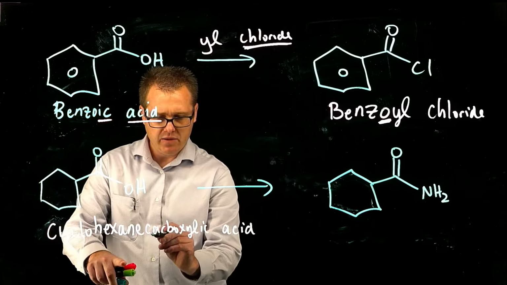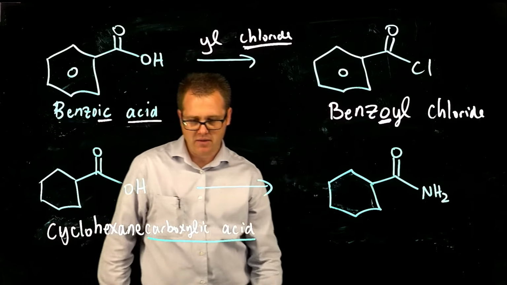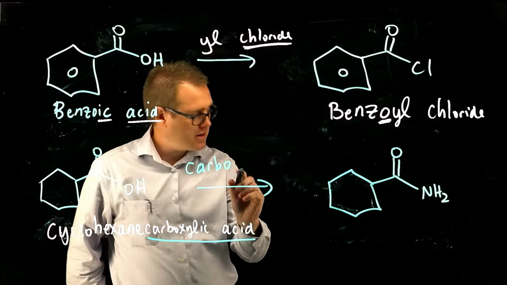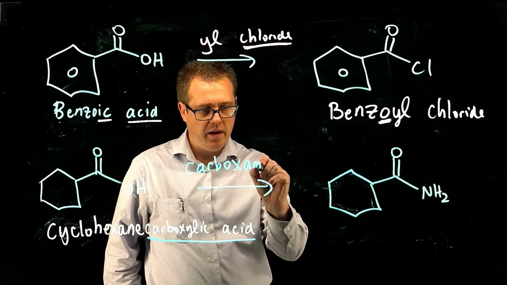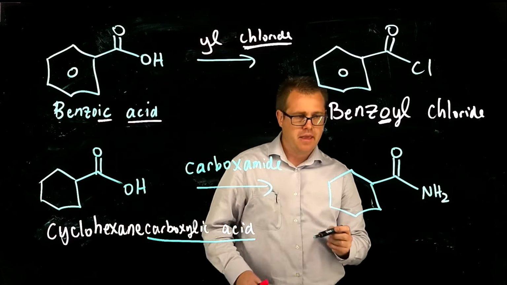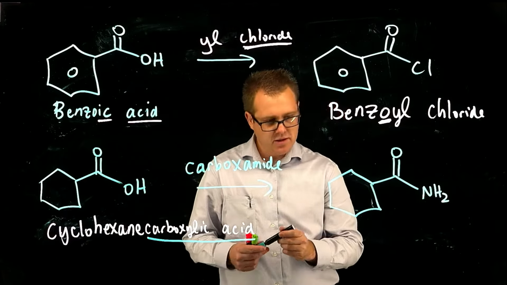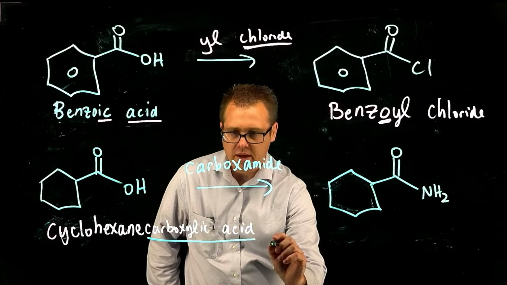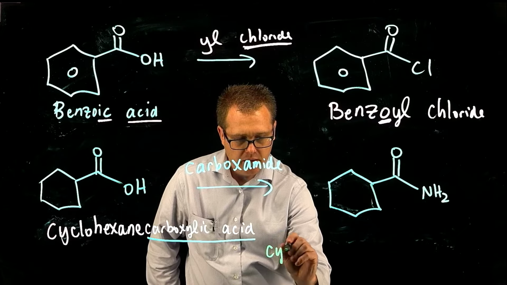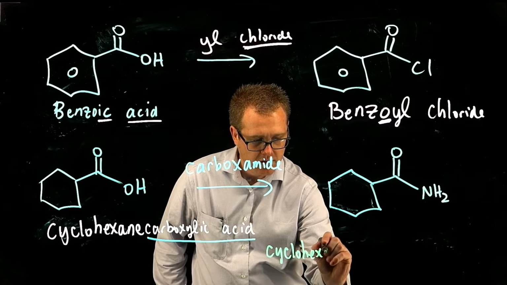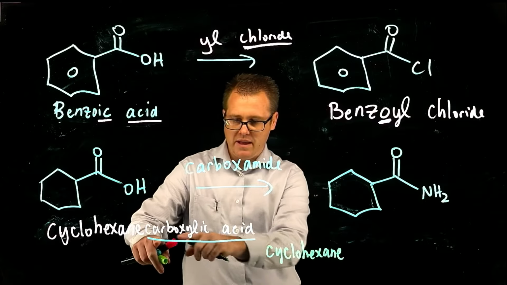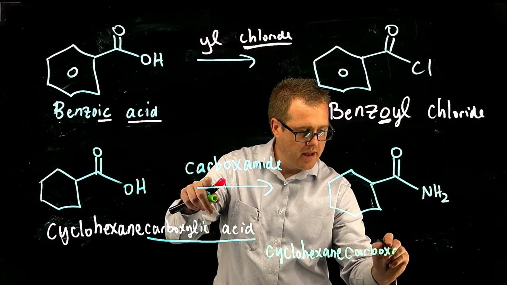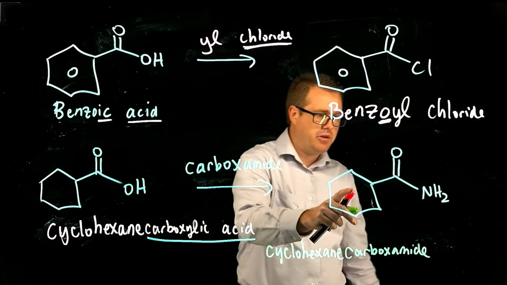And what we're going to do now is replace the carboxylic acid part of the name with carboxamide. So the name of this guy right here, let's do it in green. The name of this molecule would be, and I'm going to write it a little below this, cyclohexane, replace the carboxylic acid with that, carboxamide. That's how you would name that species.